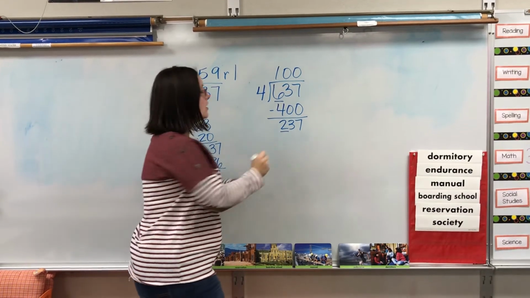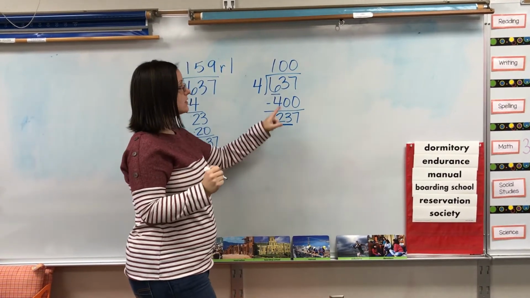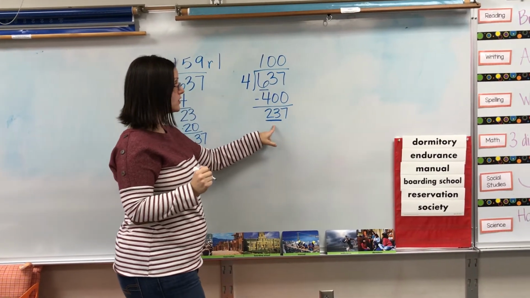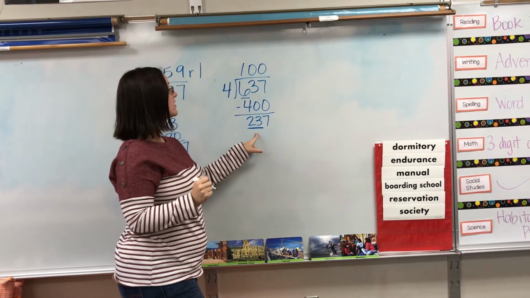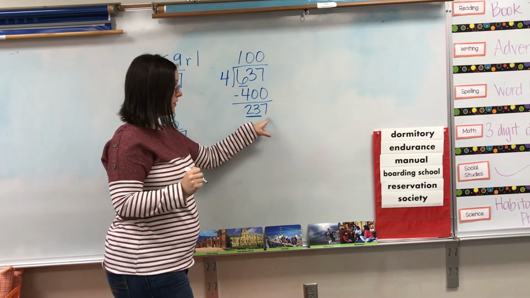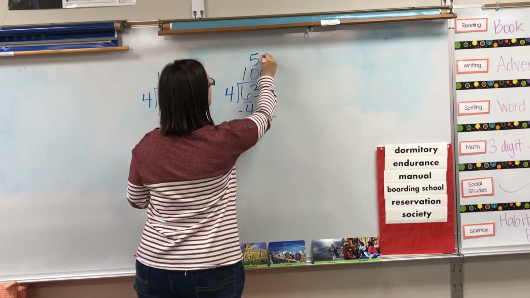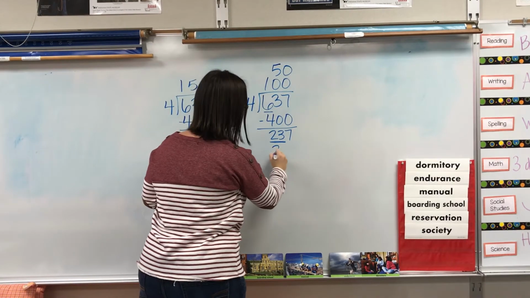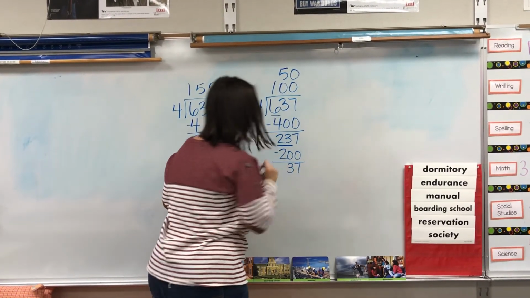Well, it can't, so we're going to look at 23. So we're going to say, okay kids, what's the closest base fact to 23 divided by 4? Hopefully they know that that's 20 divided by 4, which would be 5, or in this case 50. So we're going to put a 50 up here, and 50 times 4 is going to be 200. Okay, and we get 37.